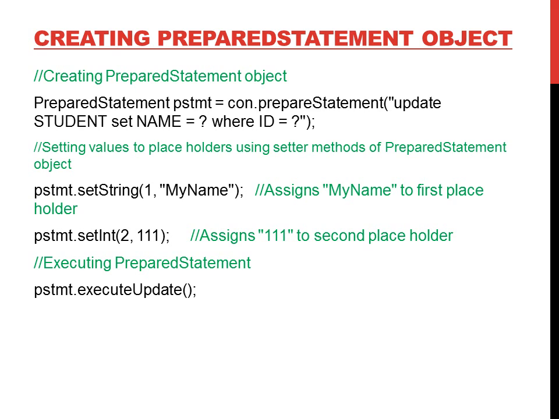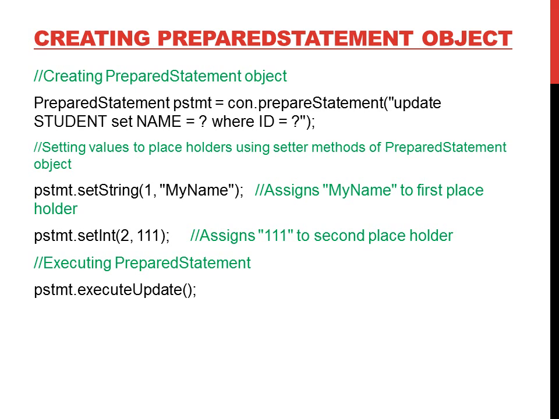So the syntax, how to create a PreparedStatement object. For that, you have to create an object of PreparedStatement. Then instead of connection.createStatement, we use connection.prepareStatement. Then you have to pass the query. Here the query is update student set name equal to question mark, and ID equal to question mark. These question marks are placeholders, and we have to give the values using setter methods of the PreparedStatement object. First you have to give the value of name, second the value for ID.